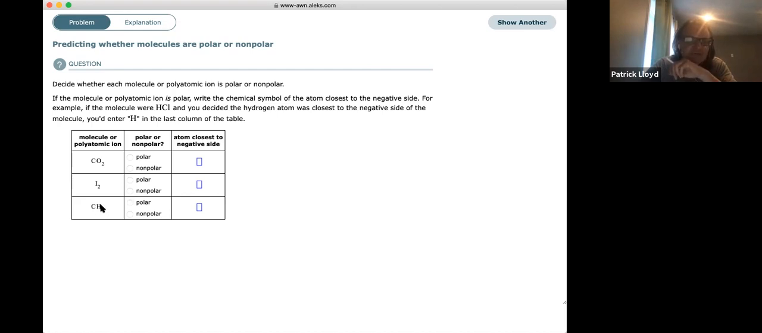Last one, CH4. Okay, well, there is a small difference between 2.5 and 2.1, 0.4. That's really sort of on the border of whether it's polar. However, if you go through the Lewis structure and the geometric shape using VSEPR theory, you get tetrahedral. So tetrahedral was in that first list, so it would be nonpolar. So it turns out for this one, none of them are polar. They're all nonpolar. Okay. So that does it for section 2.